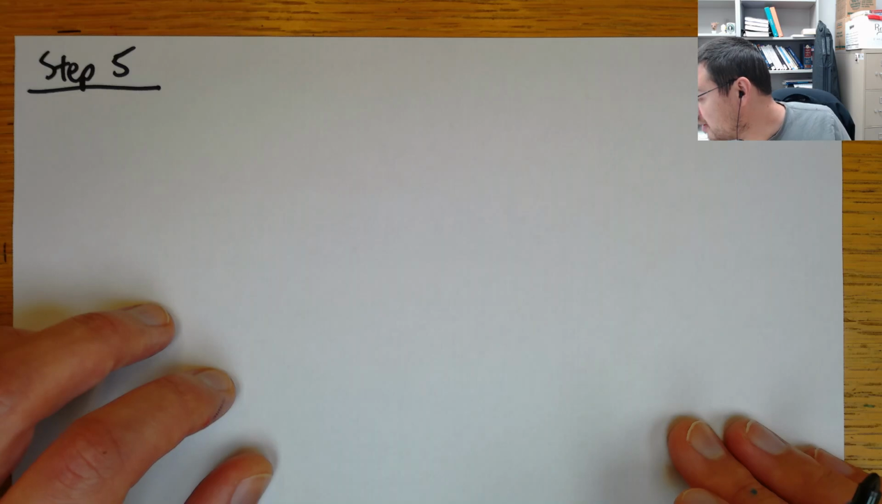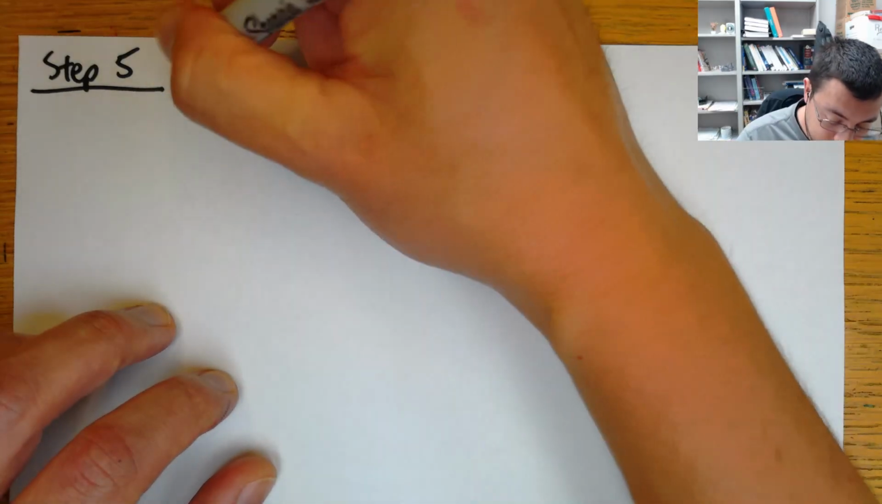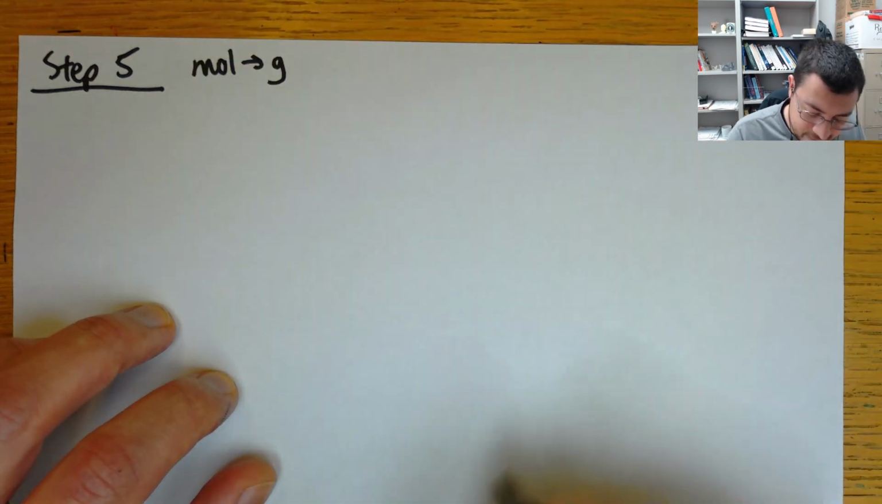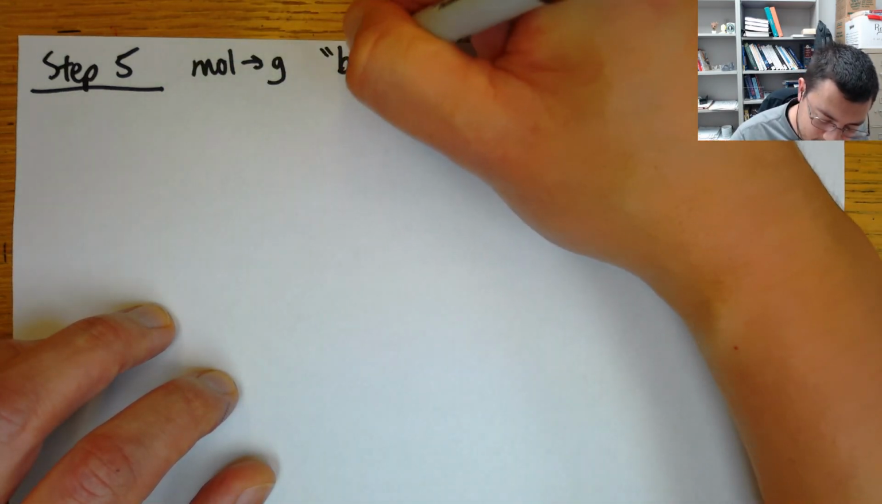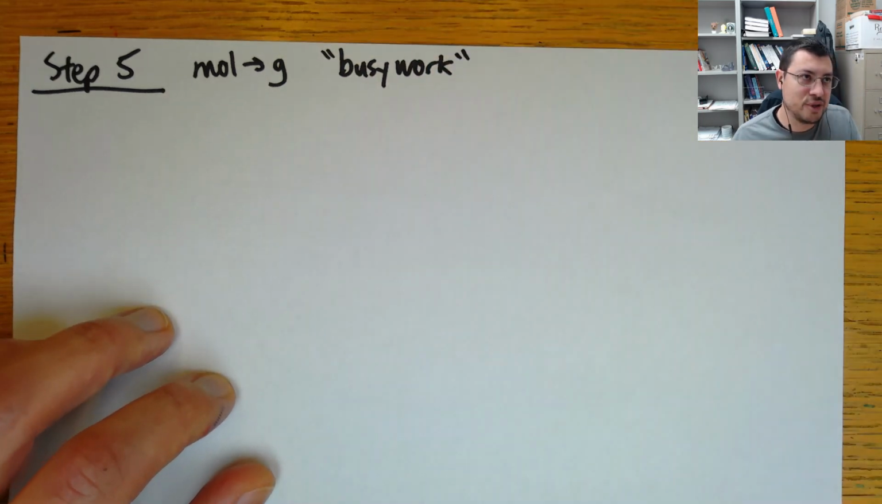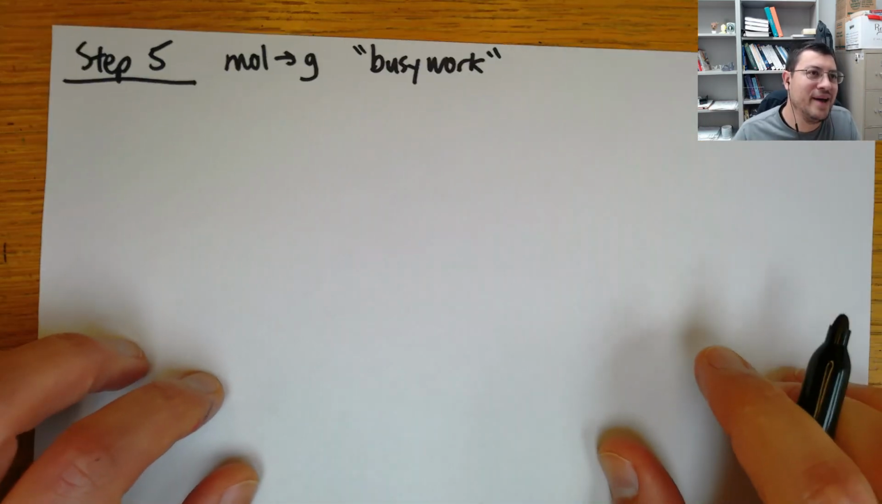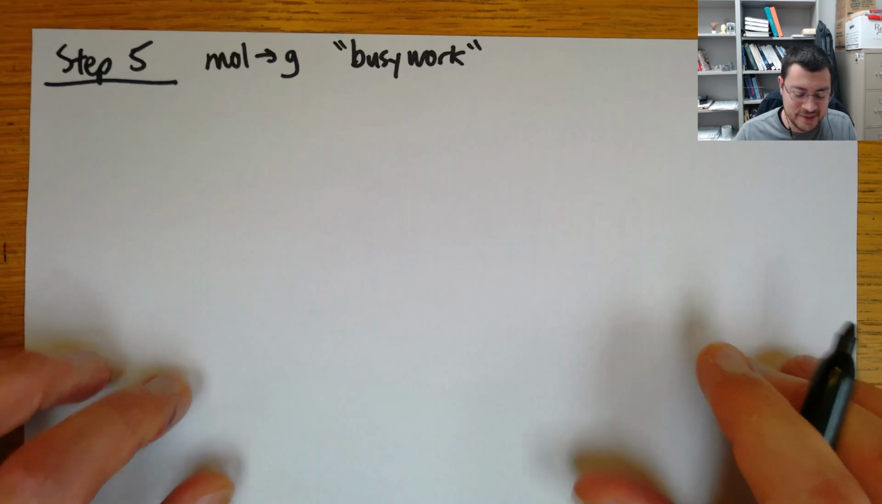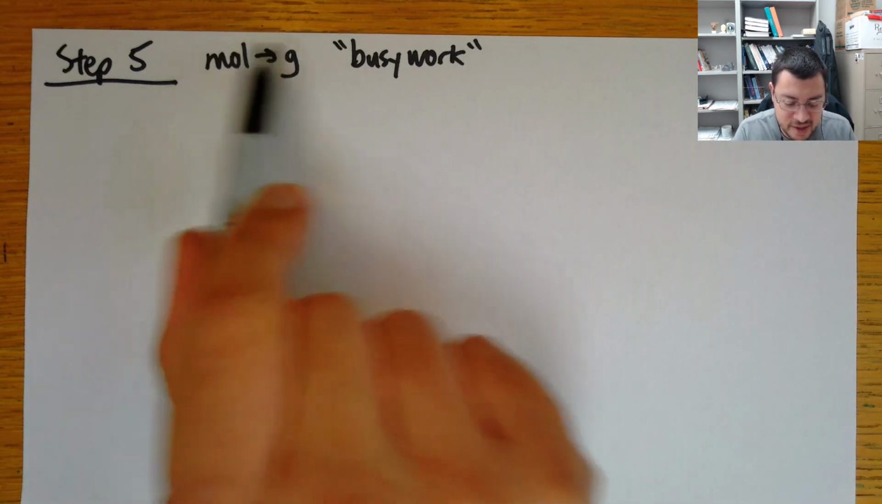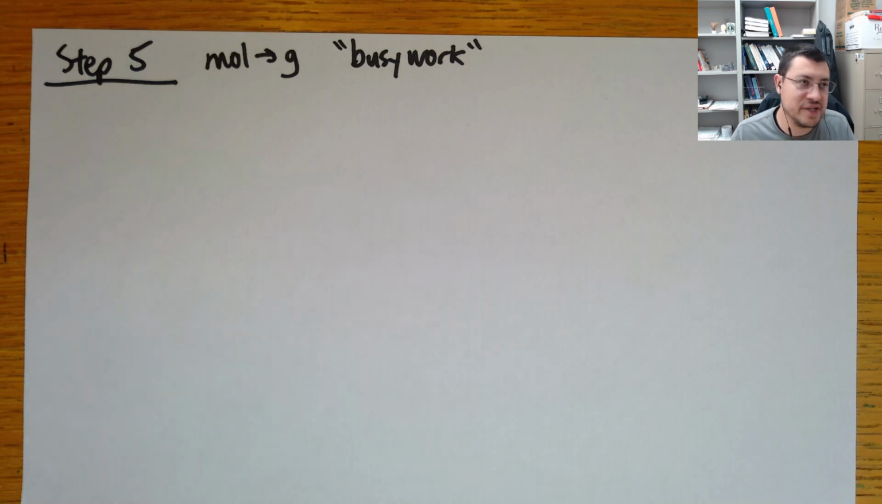Step 5, we're going to do moles to grams. I really like to call this busy work. Not to insult it, maybe just a little bit, but it's just molar masses. It doesn't involve the crucial mathematics of the mole ratios from the balanced equations. This is just basically the unit cosmetics of whatever is needed or being asked for.